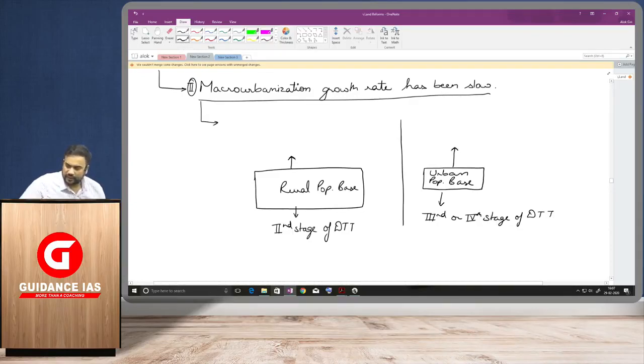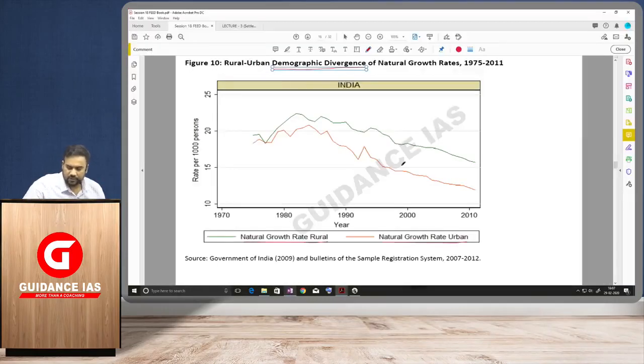ठीक है? So even if you add the component here of rural-urban transformation and migration, still what we will find is that rural population growth would overshadow the urban population growth. And as a result, the overall urbanization growth rate would become what? It would not be so much faster. ठीक है? It wouldn't be so much faster. There is this demographic divergence which can be very clearly seen.